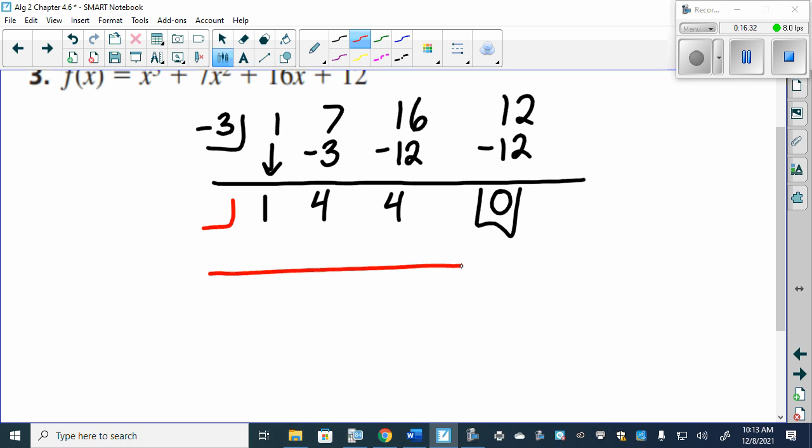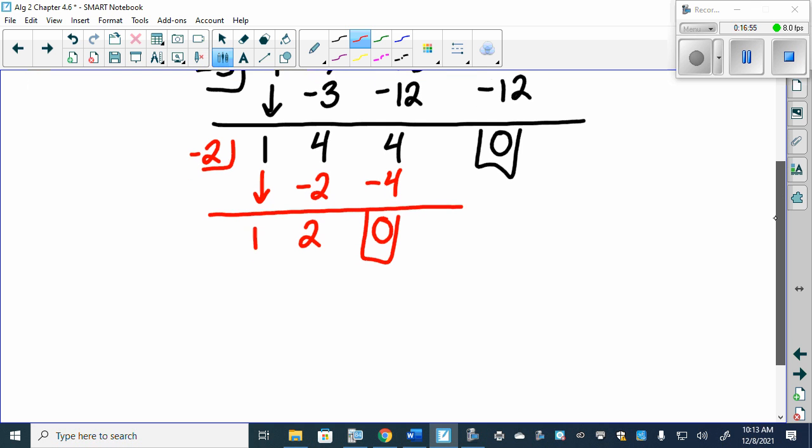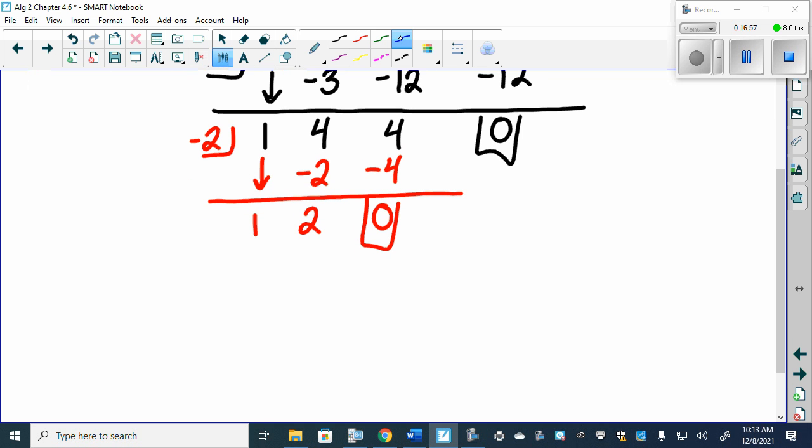Any questions on this here before we do the next one? Well, our next number was what? -2. So we do -2 times 1, which is -2, 4 plus -2 is 2. -2 times 2 is -4, and -4 plus 4 is 0. Well, do we have an idea what the other 0 is going to be? It would be -2.